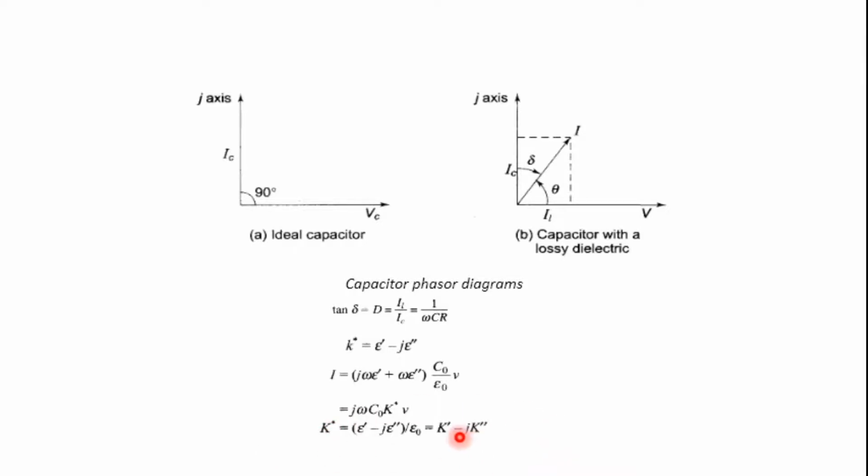You will get the k value. So this is called the complex relative permittivity or complex dielectric constant, and epsilon dash and k dash are called the permittivities, and epsilon double dash and k double dash are called the loss factor and relative loss factor respectively.